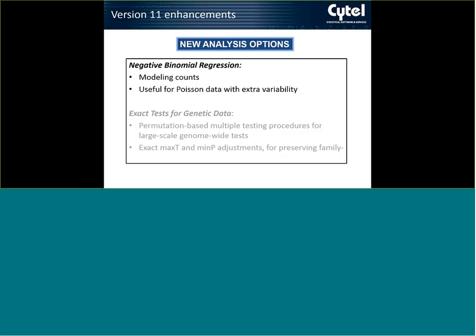Those prior improvements I've talked about have to do with providing options that either improve existing exact methods or provide robust, near-exact properties at a lower computational cost. But there have been some tools added to the kit that just represent brand new functions that are now available in StatXact. One of those in LogXact is negative binomial regression, which is useful for modeling counts, but particularly in cases where you have Poisson data that has extra variability.